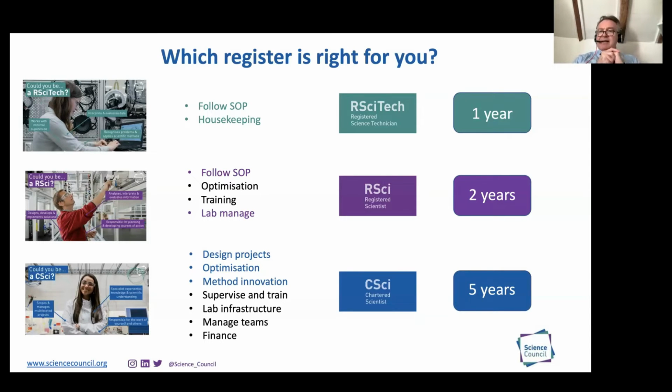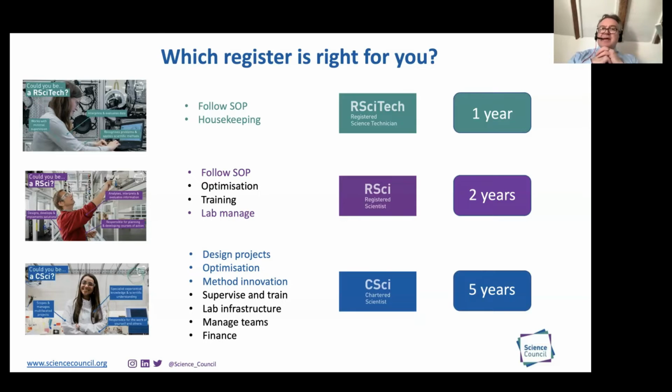An RSci is someone typically with a little bit more experience, 2 to 5 years. And in addition to following competently a standard operating procedure independently, if they hit a roadblock, they would be expected to demonstrate in their competency form that based on that additional knowledge compared to a registered science technician, they might be able to troubleshoot that roadblock and therefore independently generate the data, whereas an RSci Tech might confer if it falls outside the strict standard operating procedure, if it's non-standard.